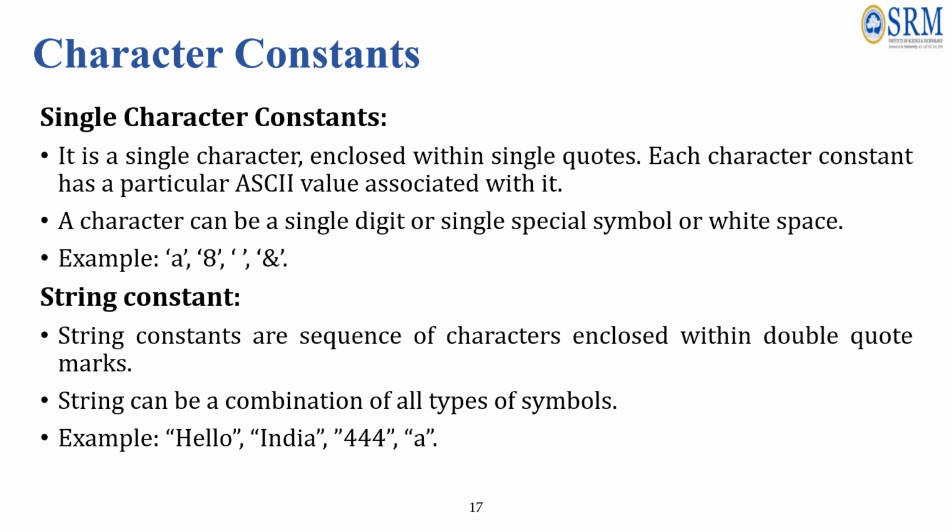Similarly, a string constant is nothing but a sequence of characters enclosed within double quotes. Here a string can be a combination of all types. For example, hello is included within double quotes, India is included within double quotes, 444 is a number that is included within double quotes. So all these are considered string constants.